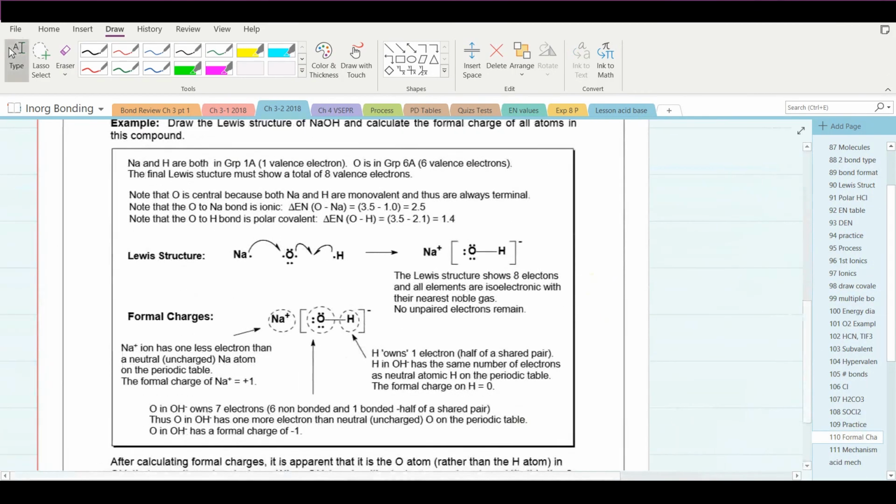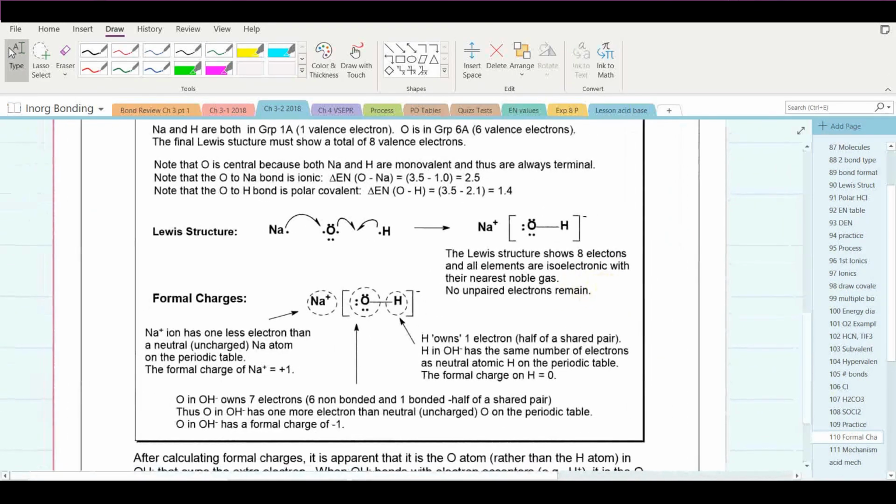Formal charge: hydrogen owns 1 electron, half of what it shares. So its formal charge is 0 because it's the same as the neutral element. It owns 1 electron in its Lewis symbol. In hydroxide, oxygen owns 7 electrons, all of what it doesn't share and half of what it shares. That's 1 more electron than the neutral uncharged atom. So its formal charge is -1. This negative charge belongs to the oxygen. In the case of the sodium cation, it owns 1 less electron than the neutral atom, and therefore its formal charge is +1. It's an important distinction.